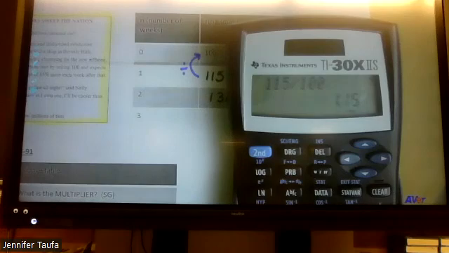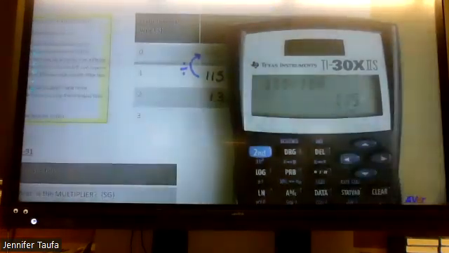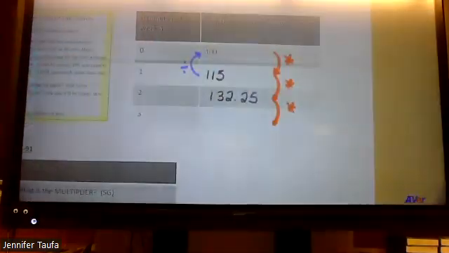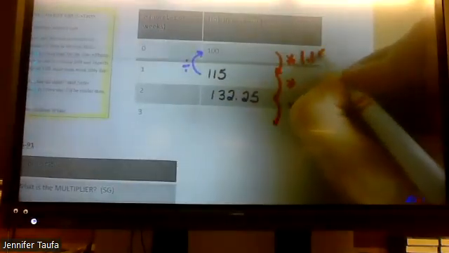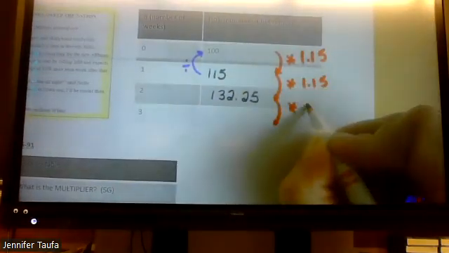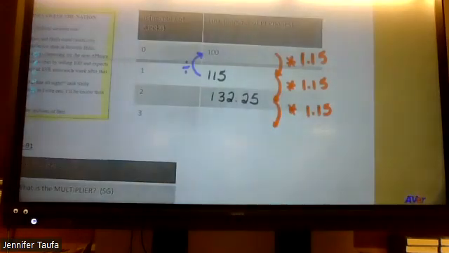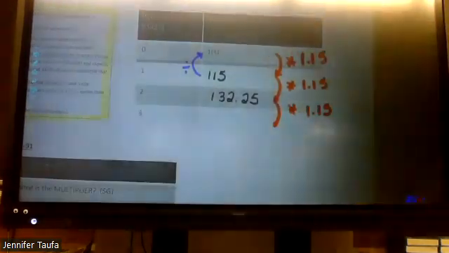Ooh, and there it is, 1.15. That's interesting, 1.15. I wonder what that 0.15 means. We're definitely going to talk about it. Okay, so now let's just check.